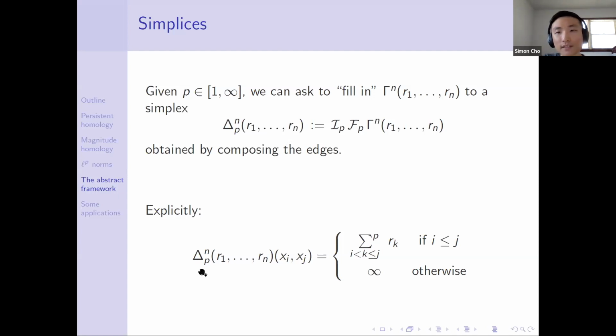And the explicit description of the free construction on this gamma: you apply the free construction on the graph, and then you just include it back. And that's what this is.